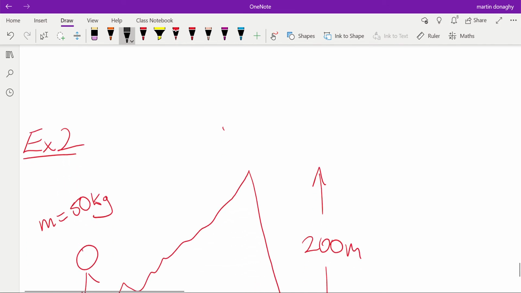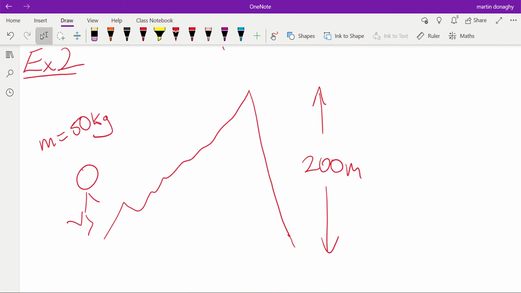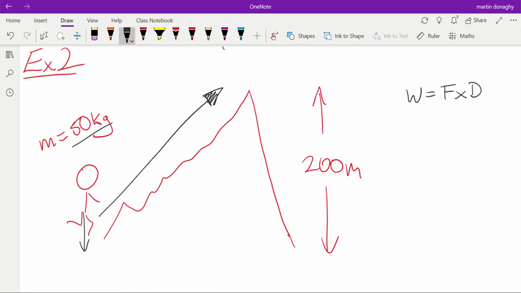Let's look at a second example. Here we have a person who is going to walk up this mountain or hill that's 200 metres high, and the person has a mass of 50 kilograms. We want to use work done equals force times distance, and the force has to be in the same direction as the distance. Now, we don't have a force, we have a mass, but we can work out a force by using mass times gravity. Gravity on Earth is 10, which means his weight is 500 newtons.